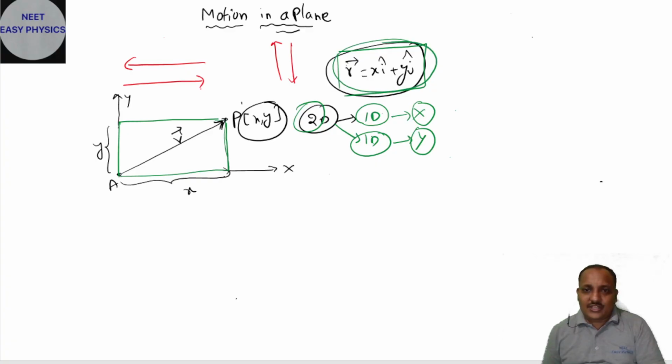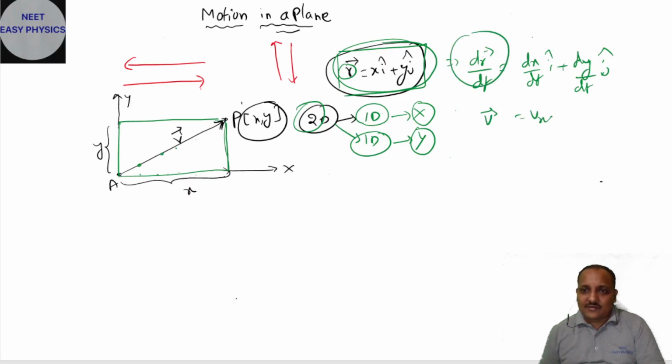Now this position is changing with respect to time. Along the x-axis also its position is changing. Differentiating r bar with respect to time, dr bar by dt gives dx by dt i cap plus dy by dt j cap. So v bar equals vx i cap plus vy j cap. Like that, a bar equals ax i cap plus ay j cap.